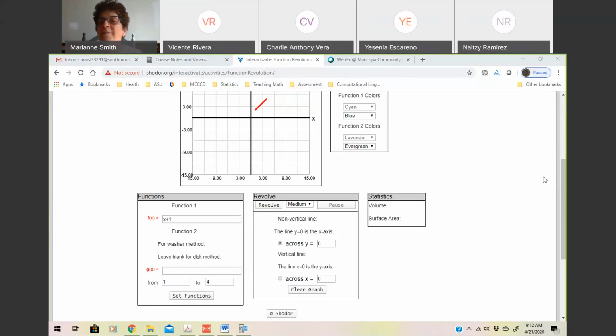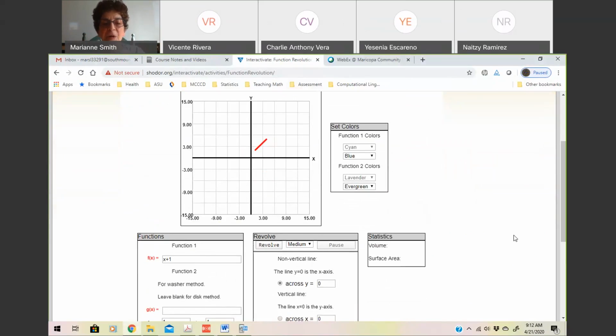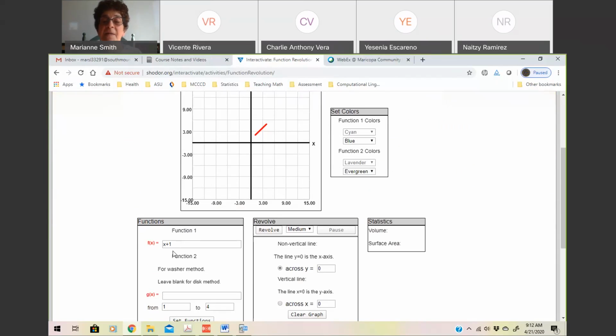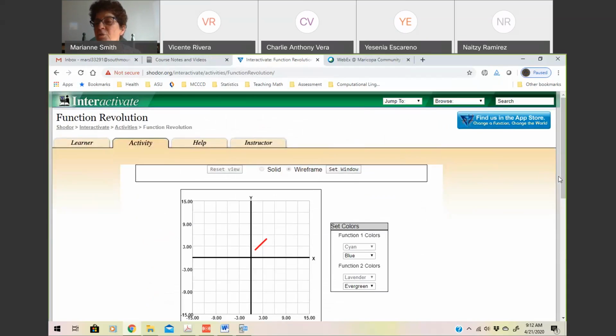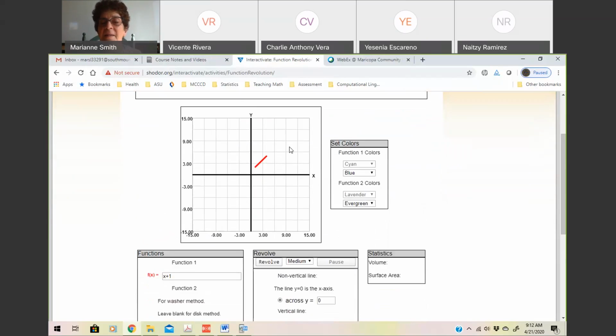Okay, so what I've done already, if you want to see what I've got here, it gives you some boxes. It says functions, so I'm putting in the function I'm interested in. That was the top of that purple region, f of x equals x plus 1. Notice it says leave g of x blank for the disk method. So we're using this disk method, so I'm going to leave that alone. And then I'm interested in it from 1 to 4. You can see that over here. They've just graphed it from 1 to 4 on the axis, so you're only seeing part of that line.